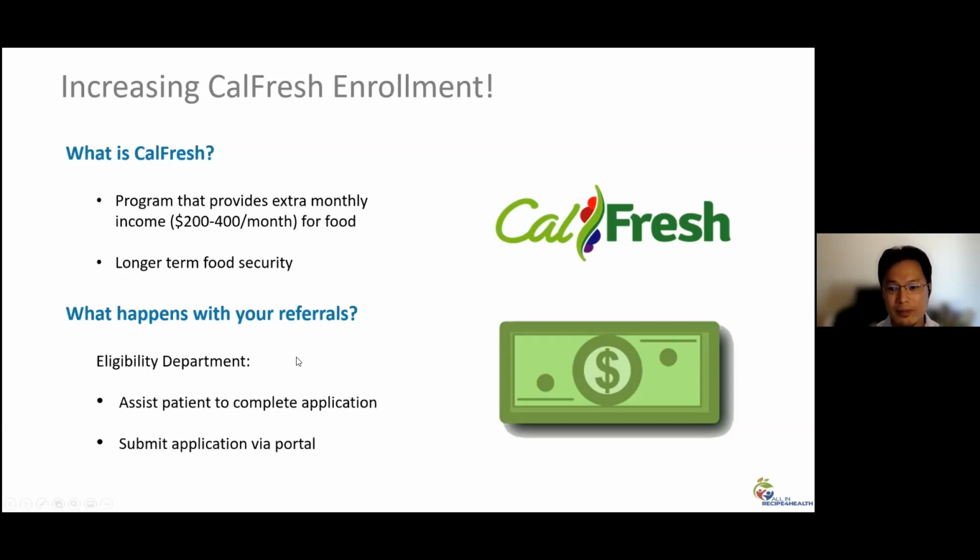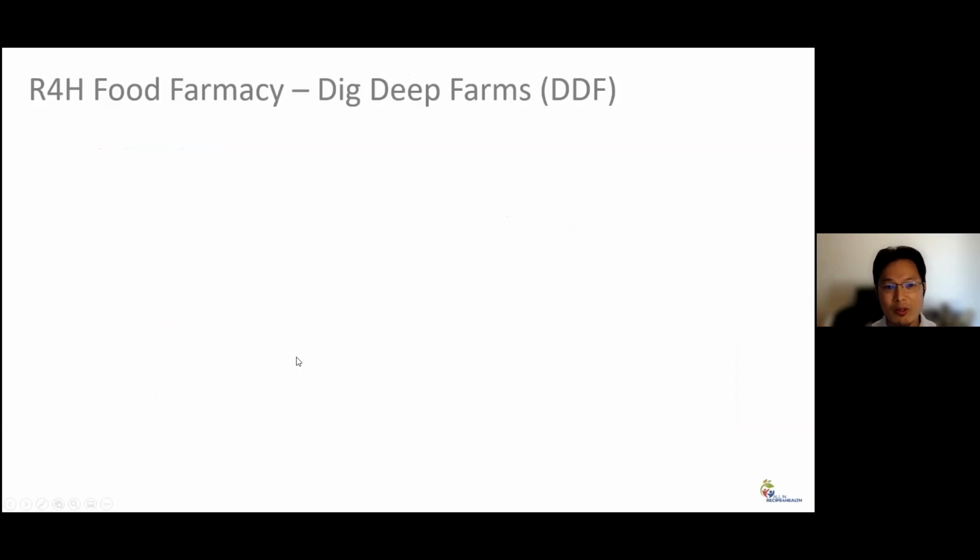So that's CalFresh. How about R4H food pharmacy? This is different than perhaps existing food pharmacies at your clinic, but we work with Dig Deep Farms. What does it provide, everyone?